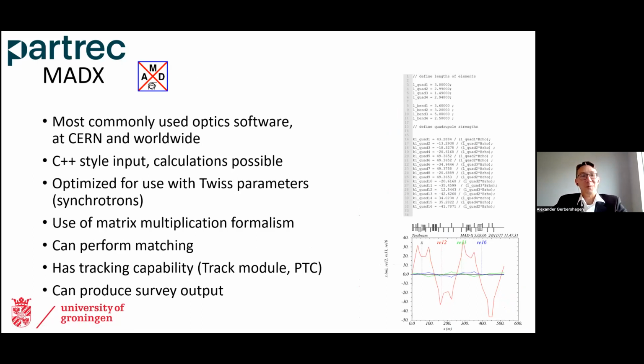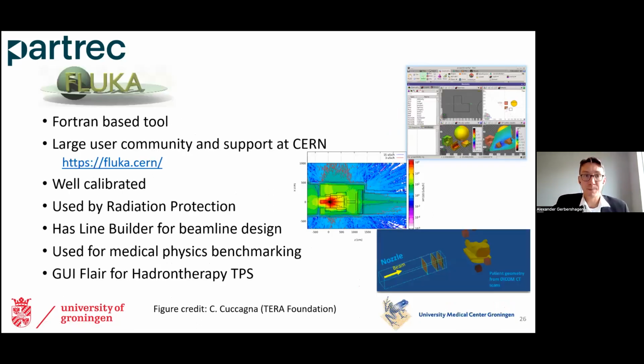Thank you. Then you have MEDEX. This is a very popular code at CERN. It has an input which has a style of C++, and you can do some calculations. You can also perform matching, which is very important. And it has several tracking modules like Track or PTC. And it can also produce output for survey, so that you know where to place the magnet, or you can tell it to your colleagues who are dealing with metrology.